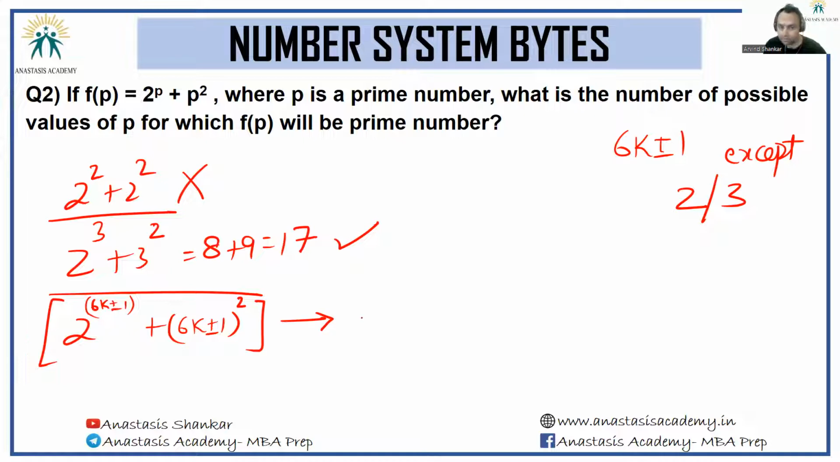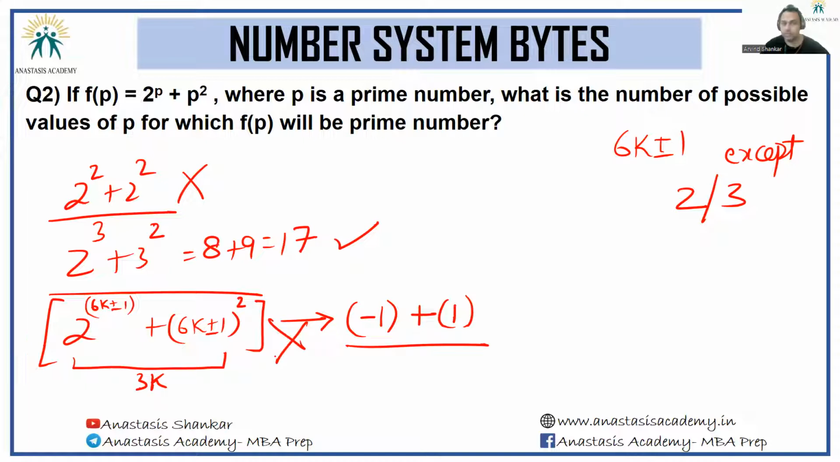Minus 1 raised to an odd power will always give me a minus 1. And whatever it is, 6k plus 1 or 6k minus 1, when I square it up, I will definitely get a 3k plus 1, or a remainder of 1 with 3. Can you see this result will always be a multiple of 3?